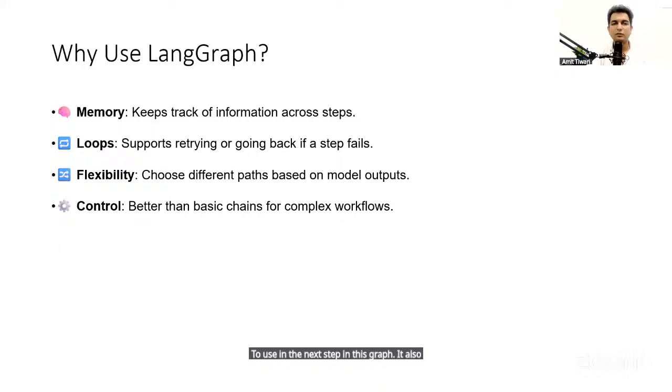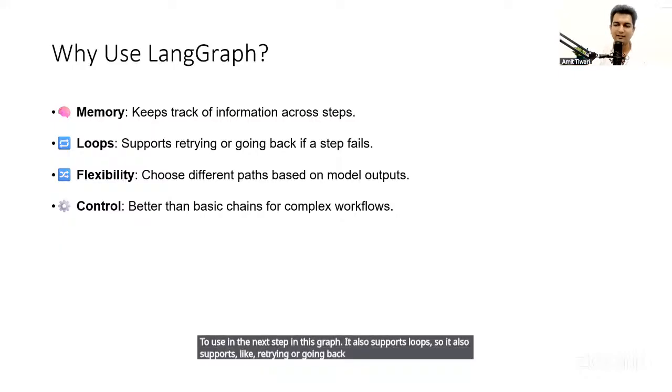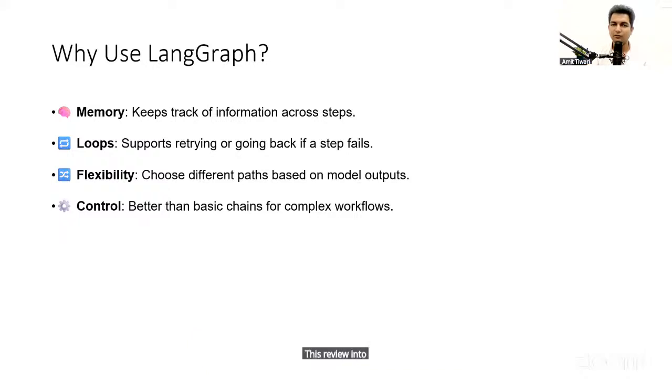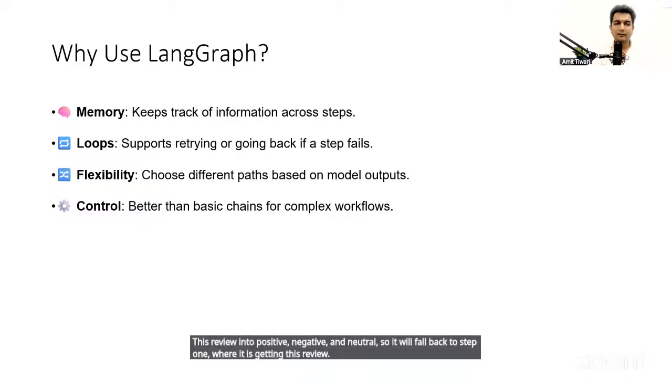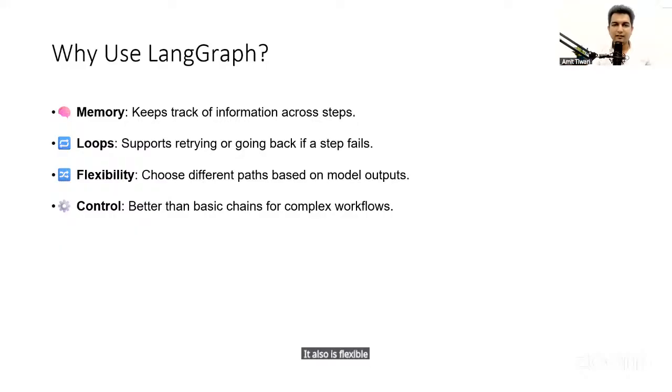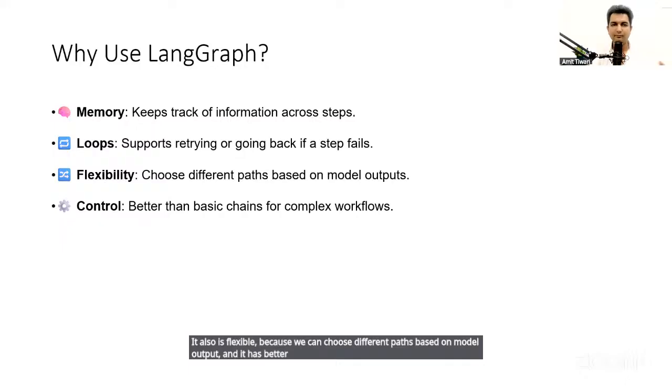It also supports loops, like retrying or going back if a step fails. So let's say that if a large language model is not able to classify this review into positive, negative, or neutral, it will fall back to step 1 where it is getting this review. It is also flexible because we can choose different paths based on model output, and it has better control. We can build better than basic chains for complex workflows. We can have more control with LangGraphs.